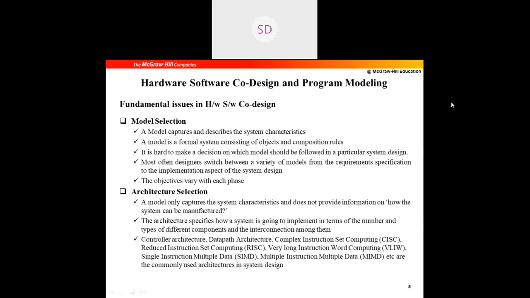model selection. The first issue is nothing but model selection. What is this model selection? As we have seen in the previous slide, it is based on the requirement given by the user; the system requirements, or what we call the functional requirements, will be designed.